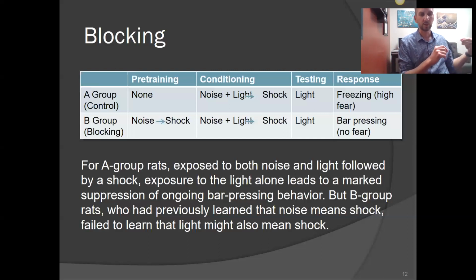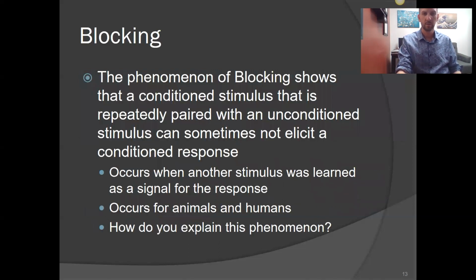But if you first associate noise, and that predicts a shock, when you add the noise and then the light, the light doesn't seem to be learned. So the light doesn't become classically conditioned to elicit that fear response. Okay, so a conditioned stimulus that is repeatedly paired with an unconditioned stimulus can sometimes not elicit a conditioned response.